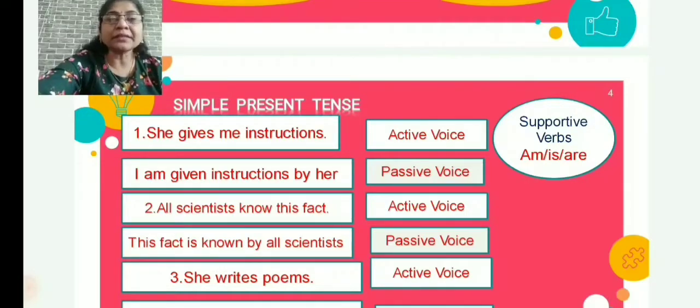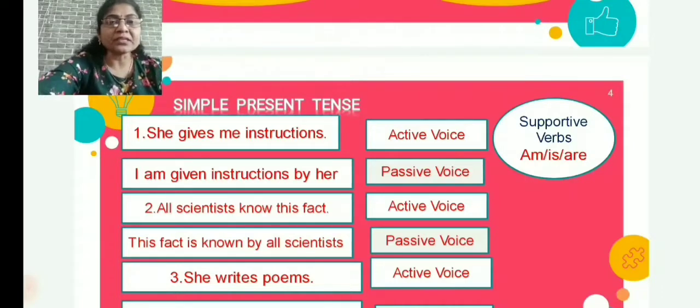Now another thing: when we change a sentence into passive voice, the important thing is that we have to take the past participle, that is V3, the third form of the verb. So "I am given instructions by her." Then what? By we have to add. "I am given instructions by her." She will change into her, definitely. When we change the objective case of she, it will change into her.